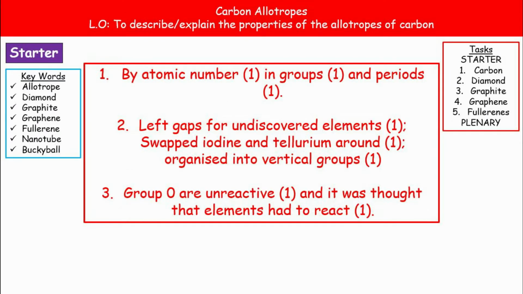So question 1, 3 marks available. 1 mark if you said it's arranged by atomic number, 1 mark if you said the elements are arranged in groups, and 1 mark if you said they're arranged in periods.